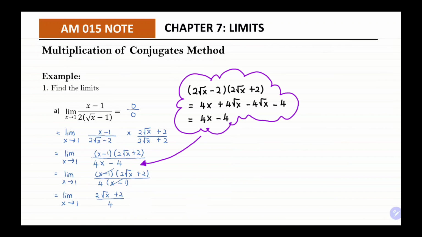Next we substitute x equals 1 into the function, so we get (2 + √1) over 4. Then we solve, we get 3 over 4. So the answer is 3/4.